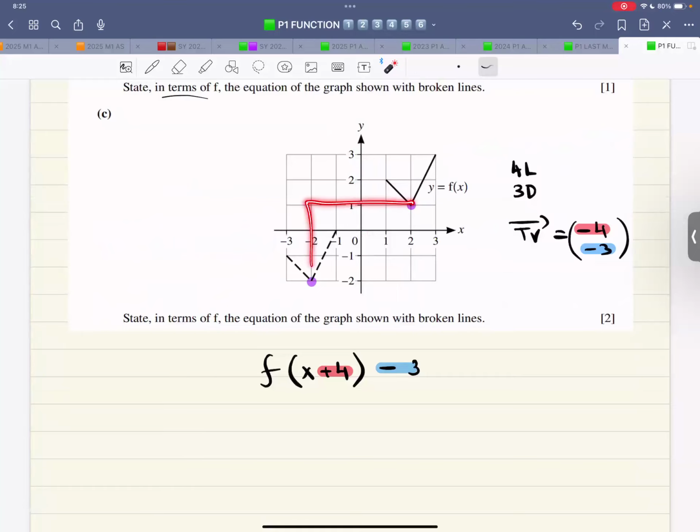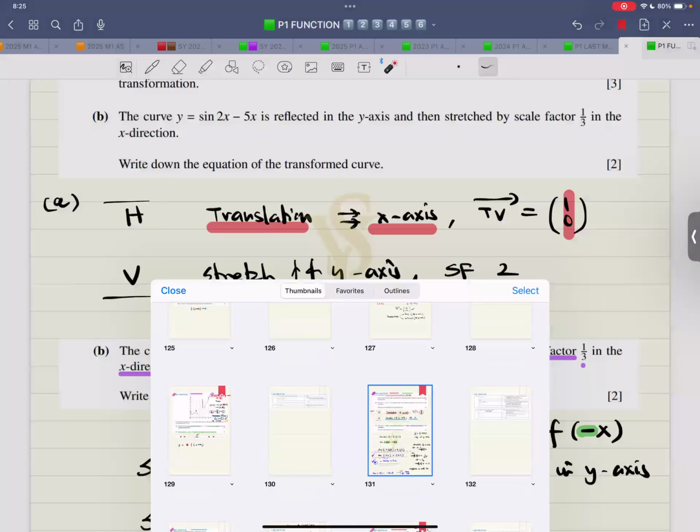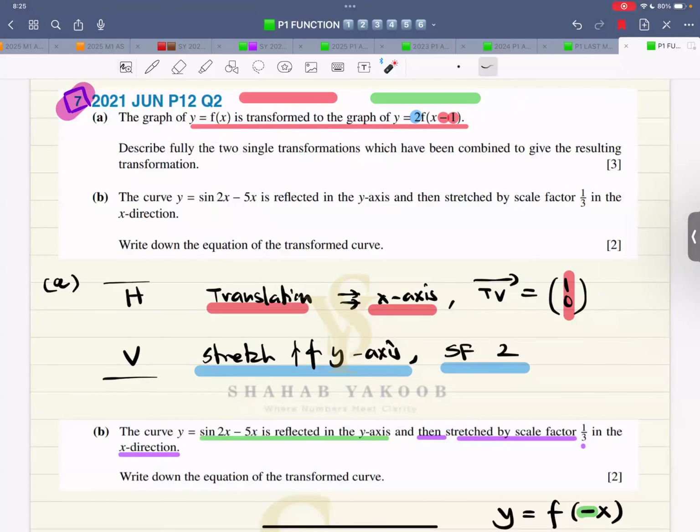Over here, it's moving to the left and moving down. Solid is the original one. Dotted is the transformed one. That is how the transformation is taking place. Something like this one: the graph of y equals f(x) is transformed to the graph of y equals 2f(x minus 1). So one is a horizontal translation, the other one is a vertical transformation. So the order as such does not make a difference. First translation vector (1, 0), and then stretch parallel to the y-axis, scale factor 2. This thing on the outside, that's the scale factor.